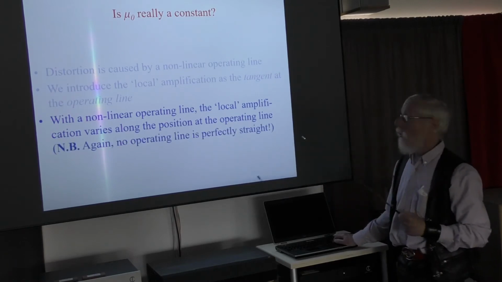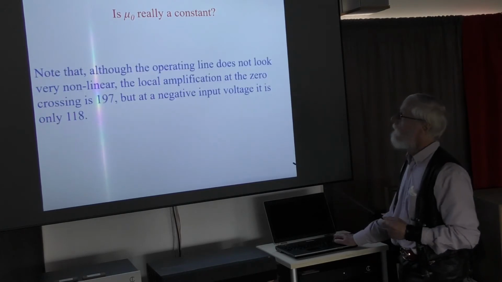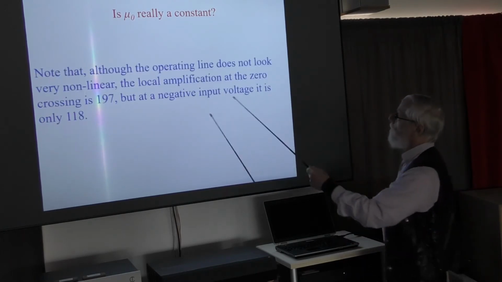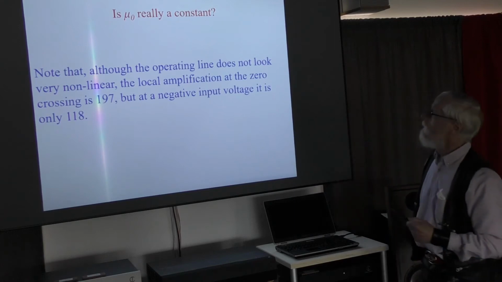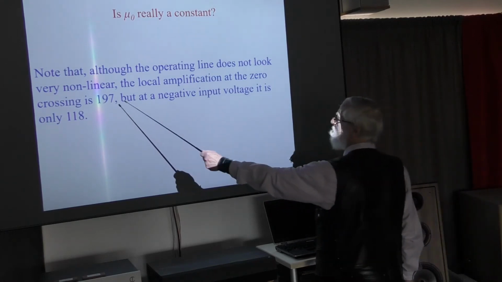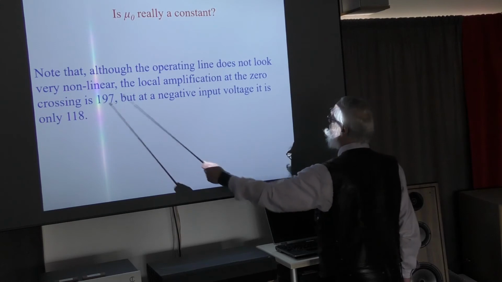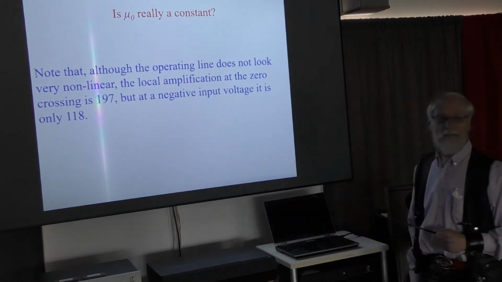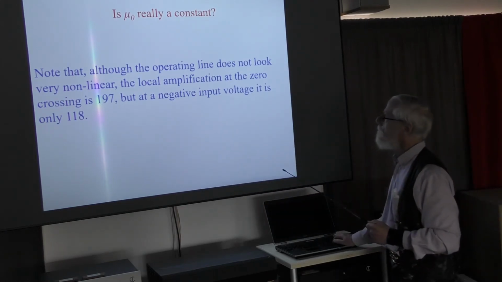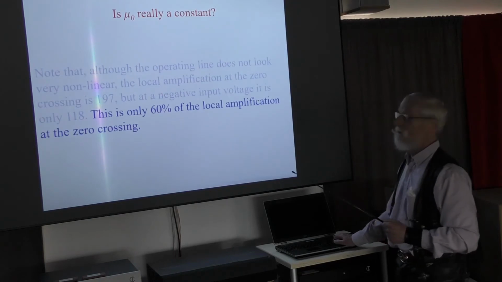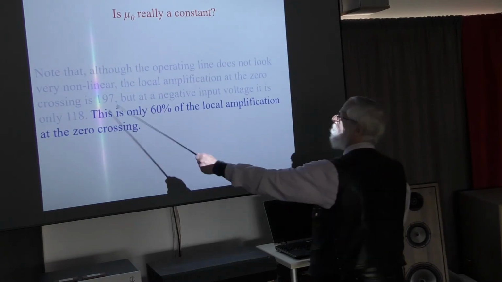And again, no operating line is perfectly straight. Although the operating line does not look very nonlinear, the local amplification varies from 197 at the zero crossing to only 118 at the negative input voltage. That's only 60% of 197.